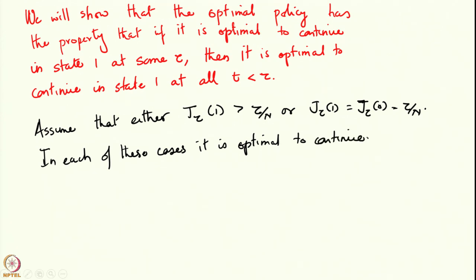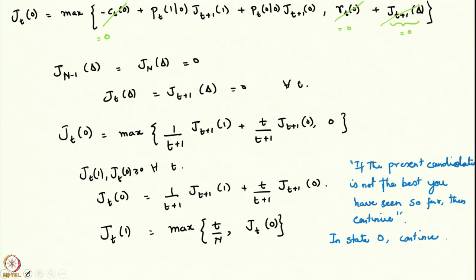Okay, so the action C is optimal. So this is what we are assuming: that either of these two hold, in which case it is optimal to continue. Now if either of these two hold, then let us go back to the expression we have for J_t of 0. So now let us write this out for t equal to tau minus 1.